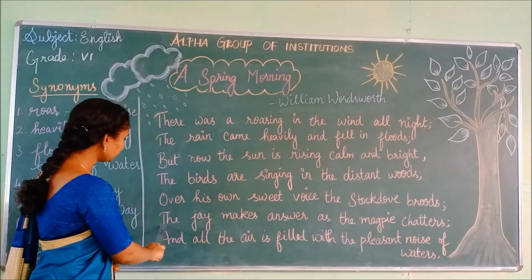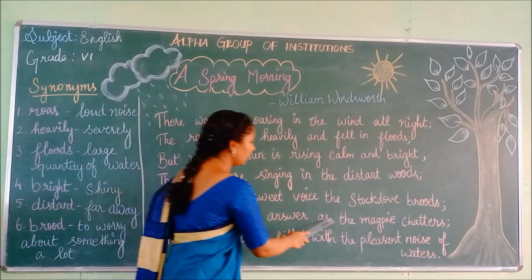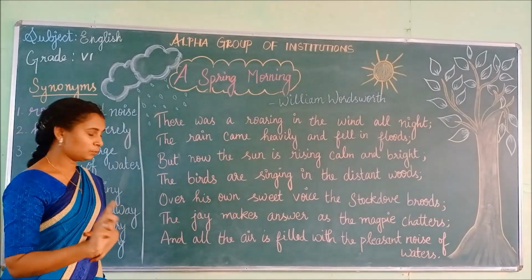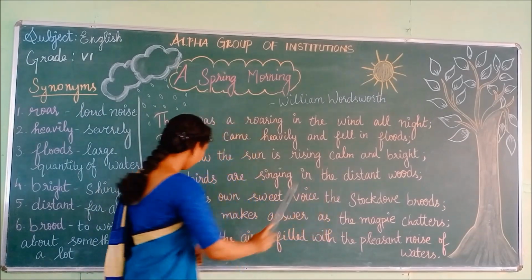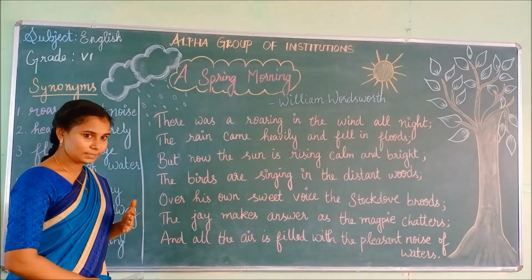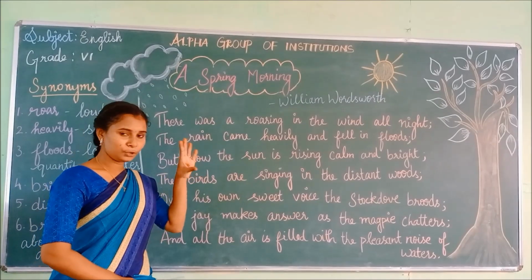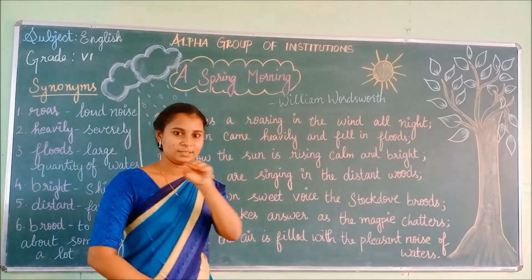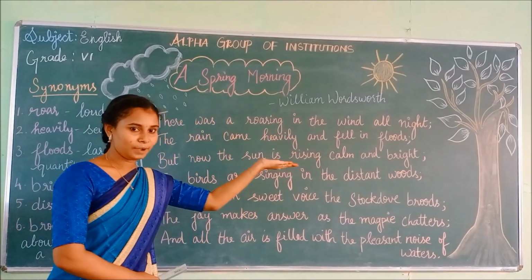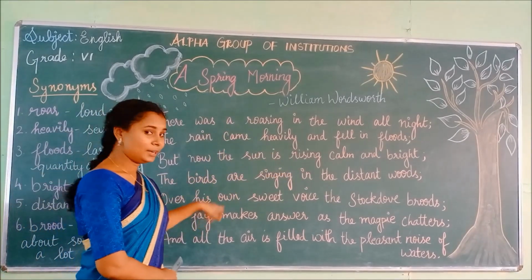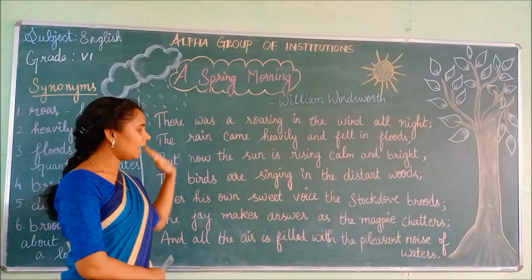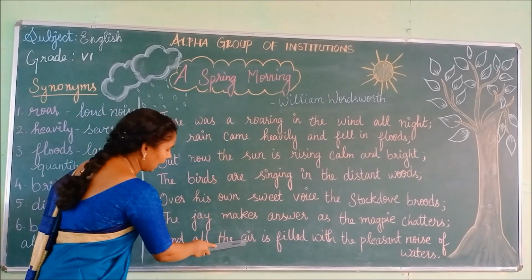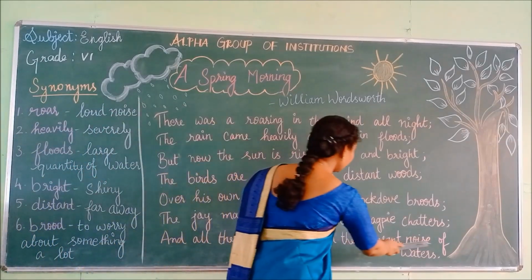Okay? And the next one, the jay makes answer as the magpie chatters. So here they are talking about another two birds, the jay and the magpie. So this bird is making an answer to the magpie's talk. What do you mean by chatters? Talking. So in class people will be talking like chatterboxes. So it's like that. A magpie bird is talking, and this bird called jay is answering the magpie bird.